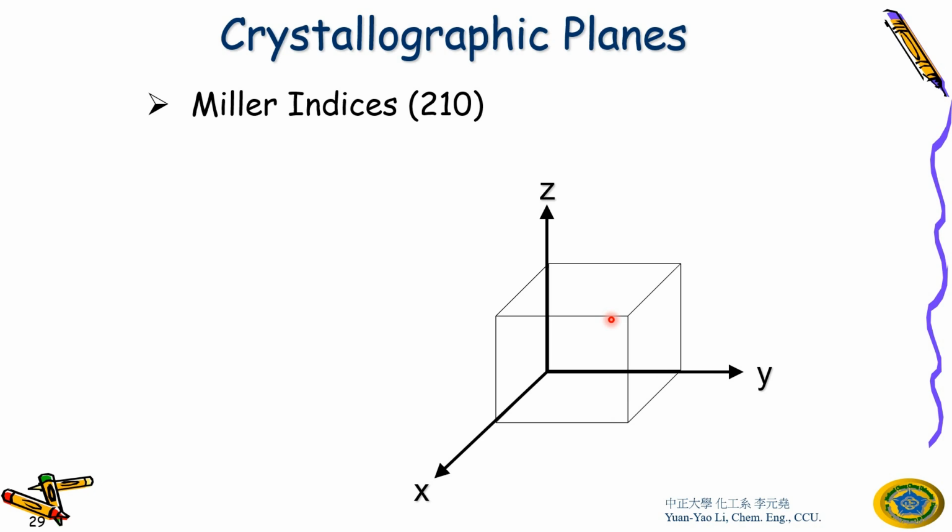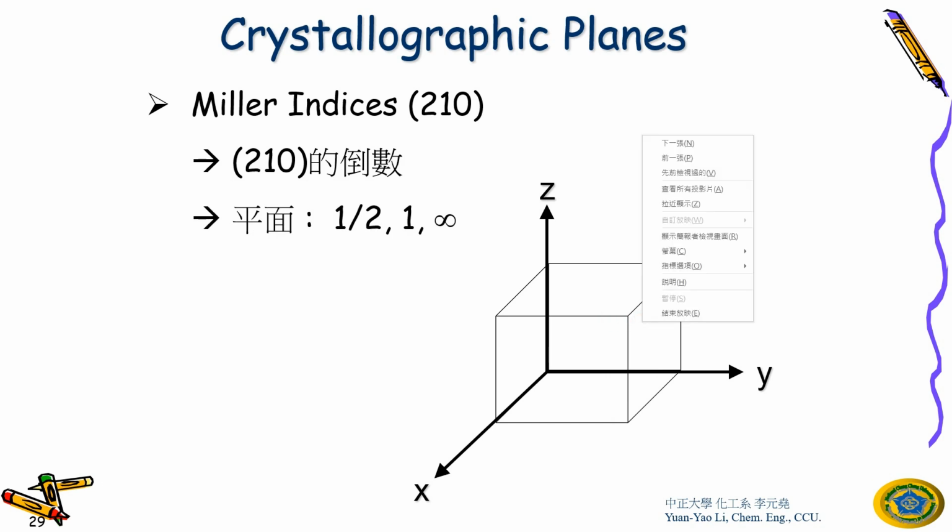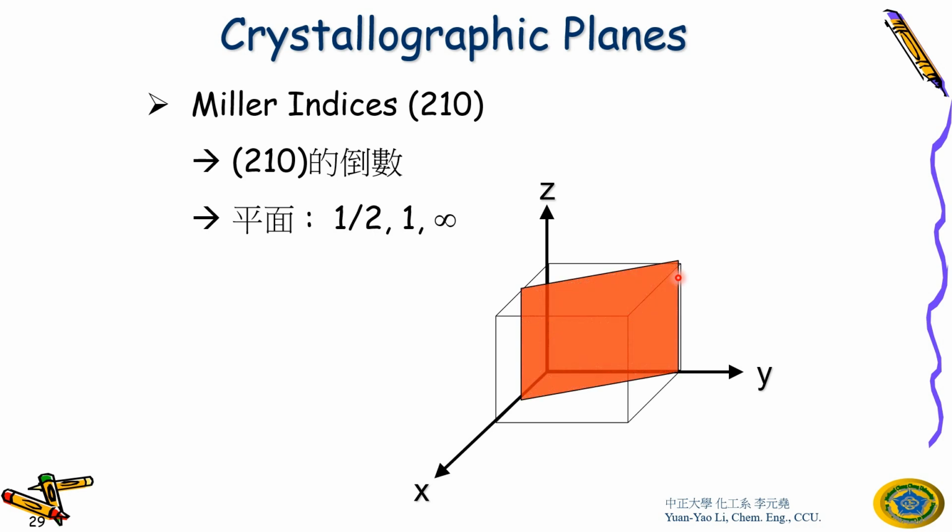Okay, let's work parenthesis 210 parenthesis. Can you do this for me? Small integers, right? And then reciprocal. Reciprocal is a half of a and 1 and infinite, right? So half of the x in the x-axis, and then 1 here and the infinite. So half, 1, infinite. So we are talking about this plane.